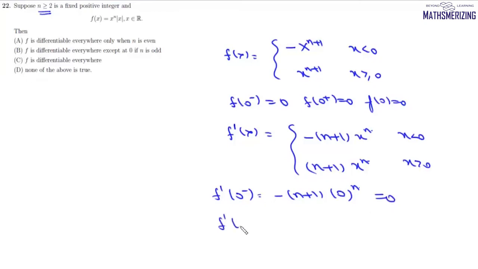In the same way, we can find f dash 0 positive, so it will be 0 to the power n, which again is 0. So the left hand derivative at 0 will be the same as its right hand derivative. That means this function is differentiable everywhere, and that's your option C.